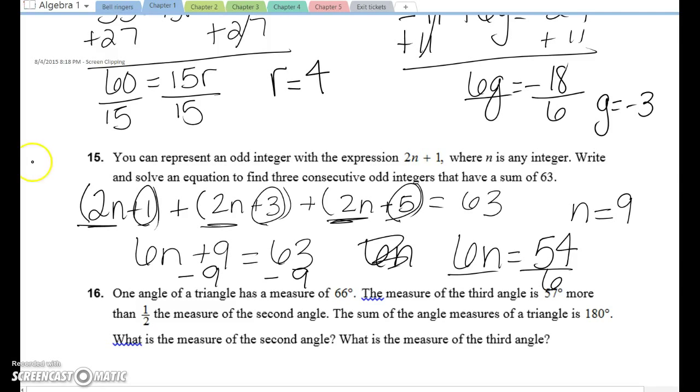So 2 times 9 plus 1. So 2 times 9 plus 1 is 19. There's our first number. Okay, since it's consecutive, you can just go to the next number. So 19, and then it'll be 21 and 23. Those are your 3 numbers.